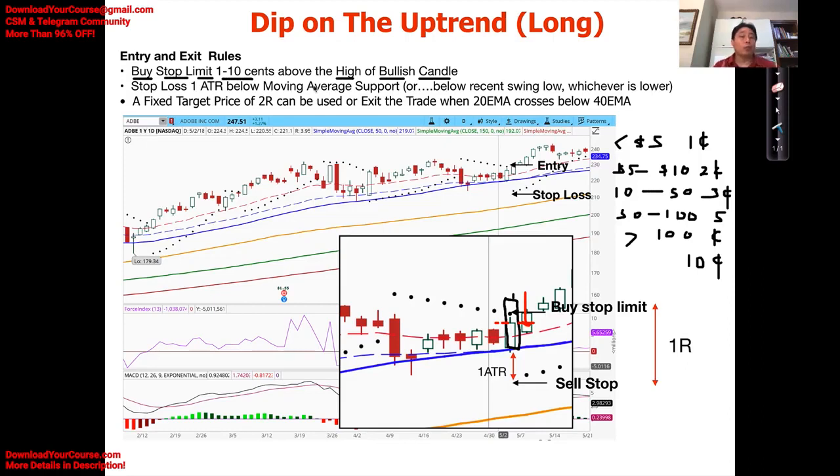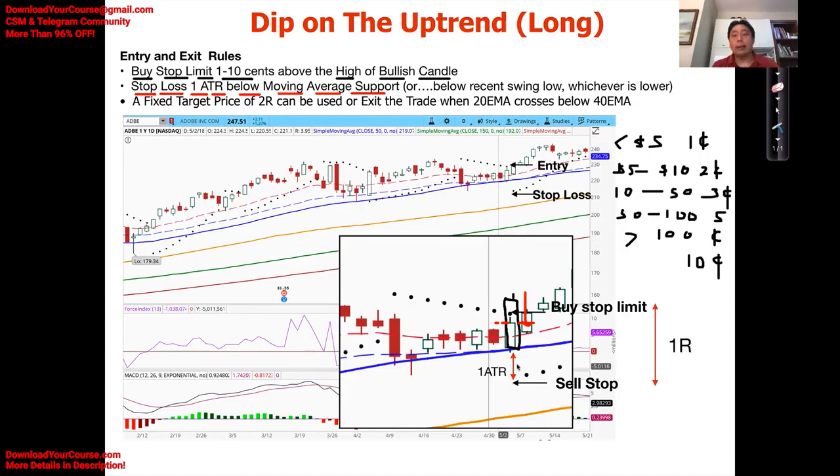Next, where we put our stop loss. Now I mentioned that for this strategy, we place our stop loss slightly further away to give us more buffer for volatility. So in this strategy, we'll place our stop loss below the moving average by 1 ATR. So our stop loss would be 1 ATR below the moving average support.